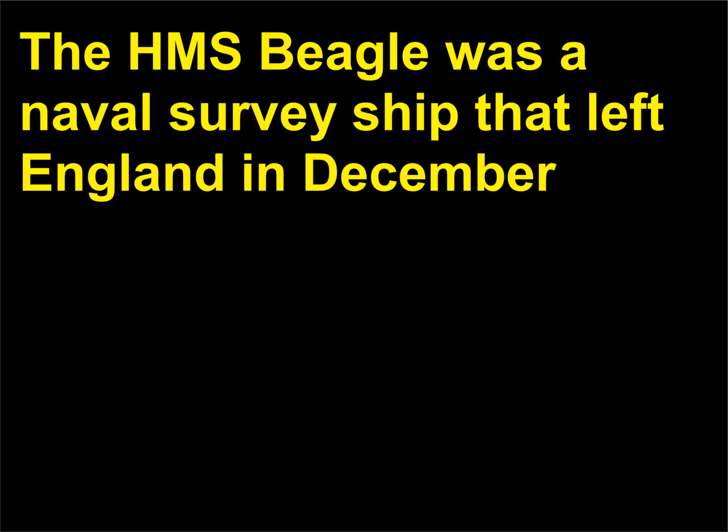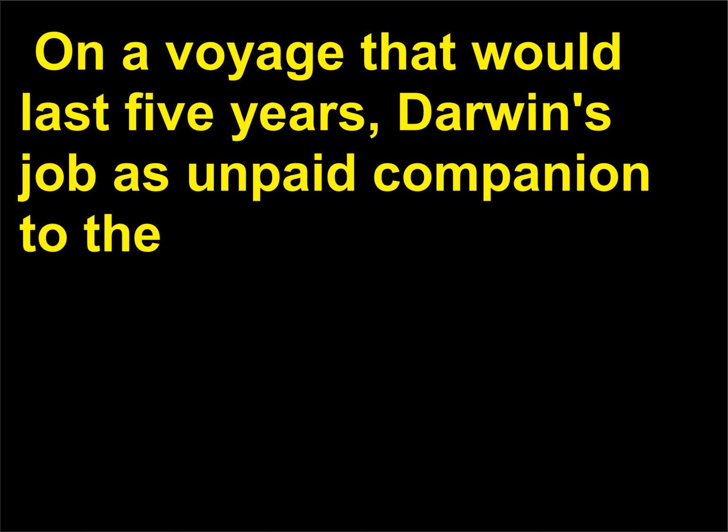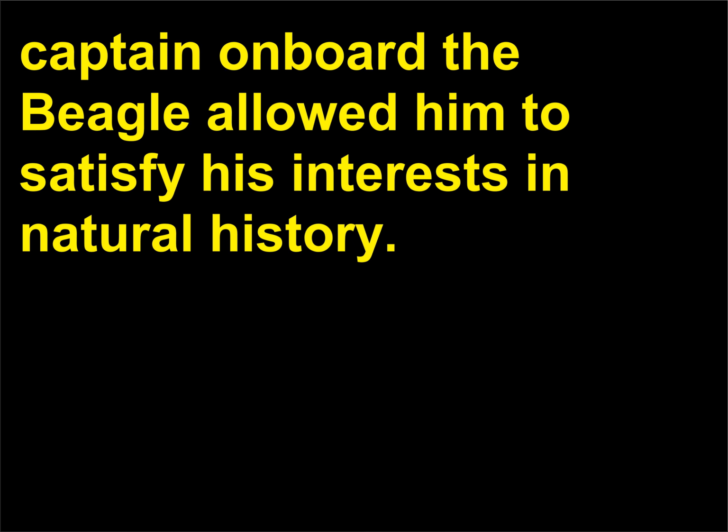The HMS Beagle was a naval survey ship that left England in December 1831 to chart the coastal waters of Patagonia, Peru, and Chile. On a voyage that would last 5 years, Darwin's job as unpaid companion to the captain on board the Beagle allowed him to satisfy his interests in natural history.